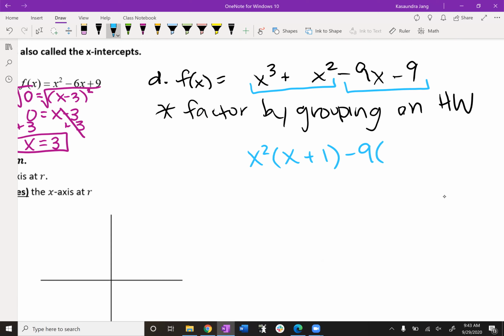And if I did this right, I should have the same set of parentheses here. So if I factor out the negative 9, I have an x left, and negative 9 divided by negative 9 is a positive 1. So x plus 1. Okay, those match. That was a way that I could check and make sure I was on track. Now my overall GCF, what they have in common, is an x plus 1. So I'm going to factor out the x plus 1, and I have left an x squared minus 9.